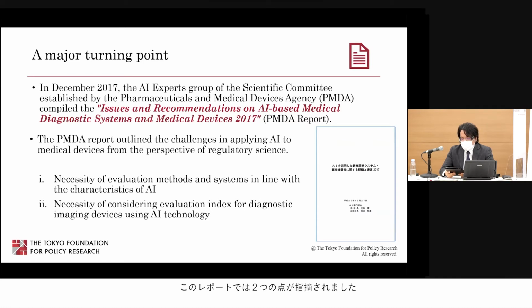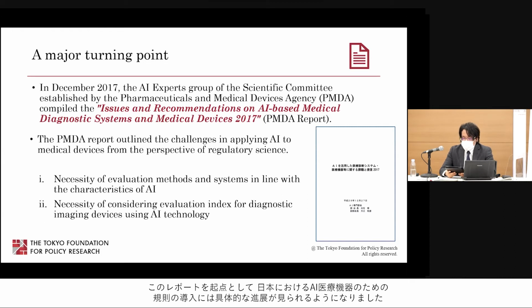In this report, two main points were made. First point is necessity of evaluation methods and systems in line with the characteristic of AI. Second point is necessity of considering evaluation index for diagnostic image device using AI technology. With the report as a starting point, concrete progress was made in the formation of rules for AI medical device in Japan. Specifically, the Ministry of Health, Labor and Welfare promoted research to create a new evaluation index for AI medical device, especially diagnosis device.